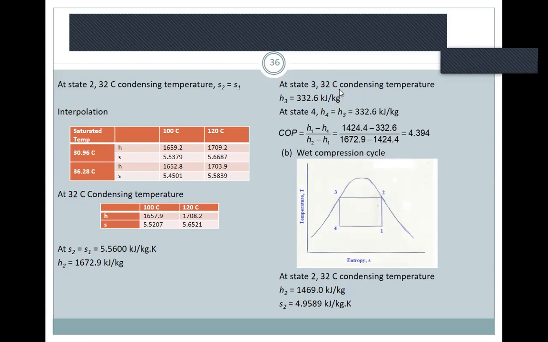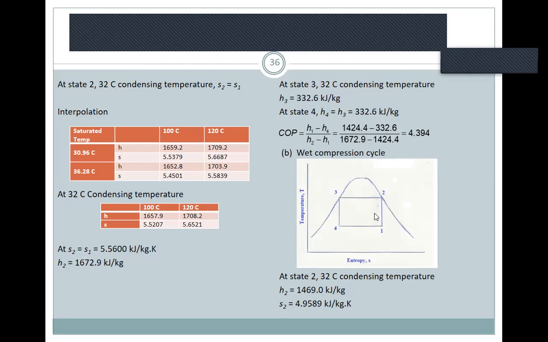So, at state 3, 32C condensing temperature. So, sa saturation properties, H3 is equal to 332.6 kilojoule per kilogram. Ito, saturated liquid. At state 4, so equal yon. H4 is equal to H3 is equal to 332.6 kilojoule per kilogram. Uulitin nyo yan. Or H4 is equal to H3. Okay na yan. Pero huwag kang gagawa ng H3. Pagdating dito sa solution, wala kang value ng H4. Diba? Hindi mo nilagay yung H4. So mali ka na. Anong value mo ng H4? Ilagay mo H4 is equal to H3. Okay? So pinipresent mo nga yung solution mo.